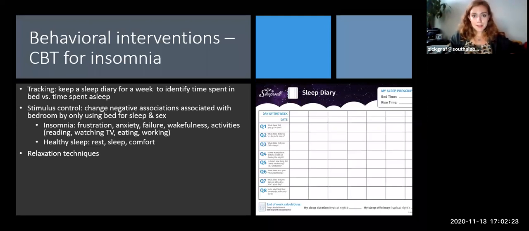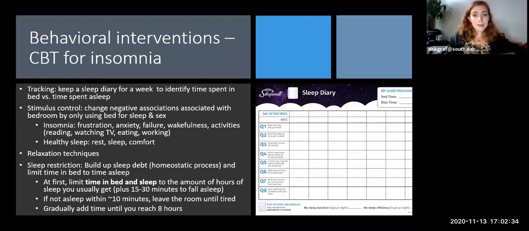We often teach people relaxation techniques, again, to help promote a state of relaxation and a state of lower anxiety while they're in bed so that they can pair that relaxed state with being in bed. But really importantly, one of the most effective and helpful behavioral techniques in CBT for insomnia is sleep restriction.